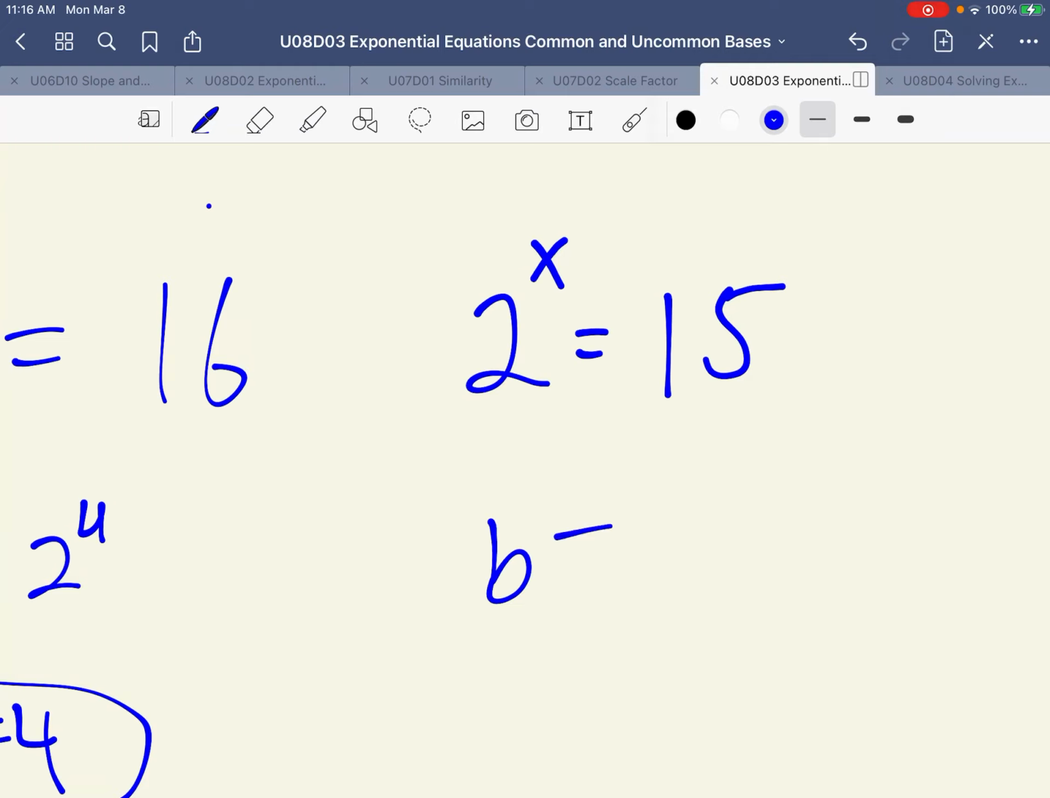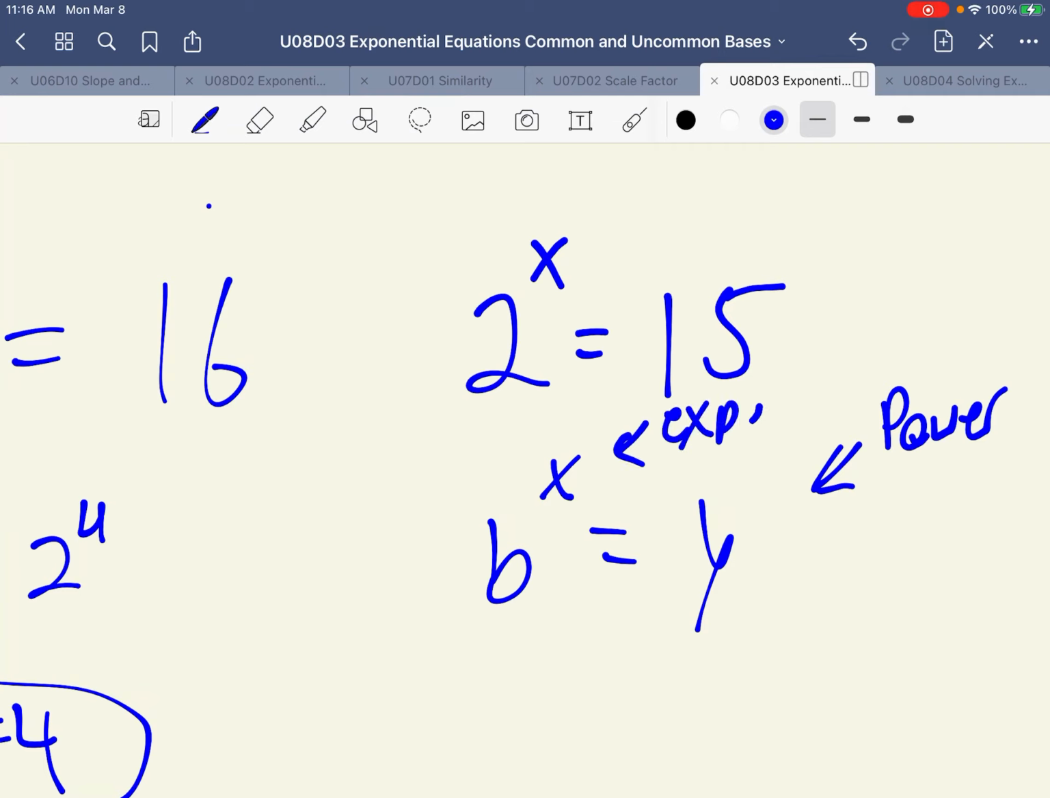b to the x is equal to y, meaning the base to the power of x is equal to a certain result. So we'll call this the result. This will be the, it's actually technically known as the power. This is why we call raising things to a power, but this is called the power. This is the exponent. And this is called the base.